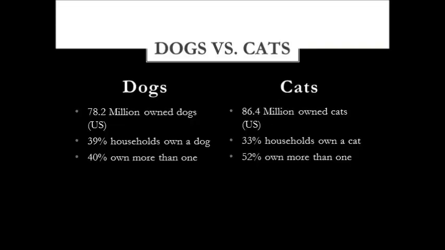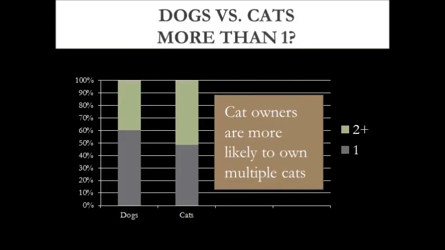Let's say I wanted to compare the percentage of people who own multiple dogs to the percentage of people who own multiple cats. I could use a table. No, my table contains extra information that might actually be distracting. I really only want to talk about the fact that 40% of dog owners own more than one dog, while 52% of cat owners own more than one cat. Maybe a chart would be easier. Well, maybe not. I had to write out the statement, cat owners are more likely to own multiple cats.